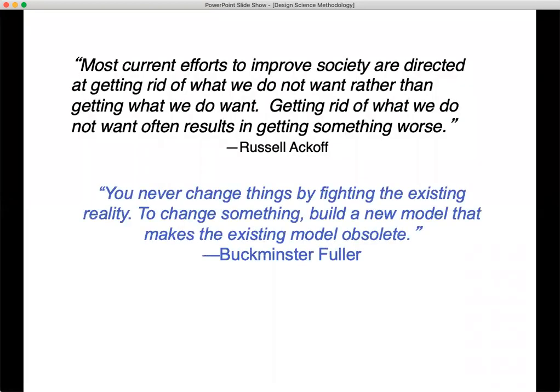Most current efforts to improve society are directed at getting rid of what we do not want rather than getting what we do want. And getting rid of what we do not want often results in getting something worse. Again, it's Russell Ackoff: You never change things by fighting the existing reality. To change something, build a new model that makes the existing model obsolete. You've seen that quote before. Here it might have some renewed significance in light of the Paris story.